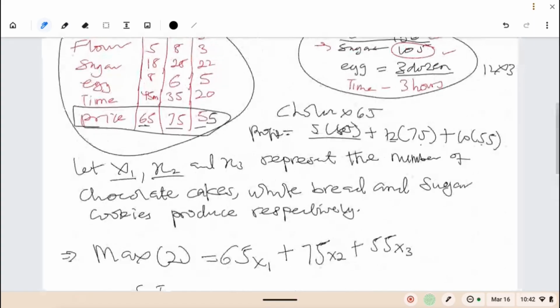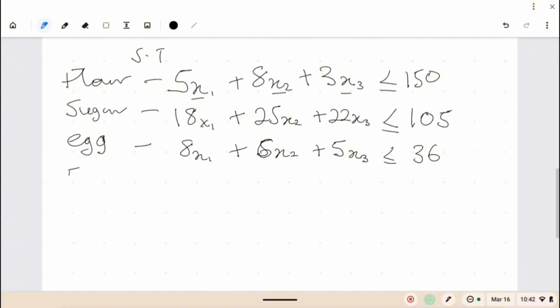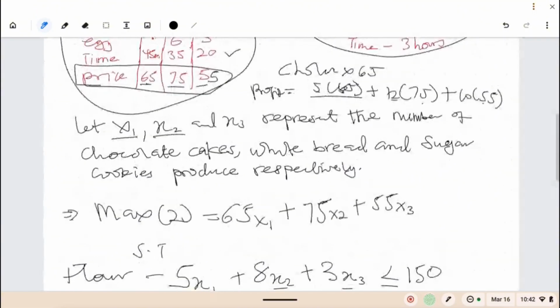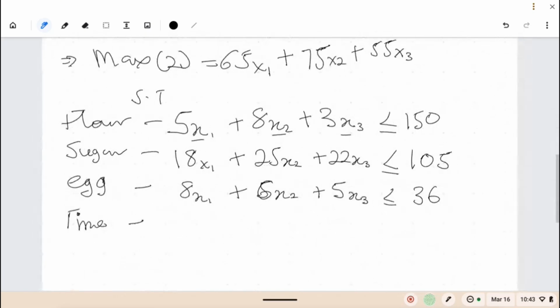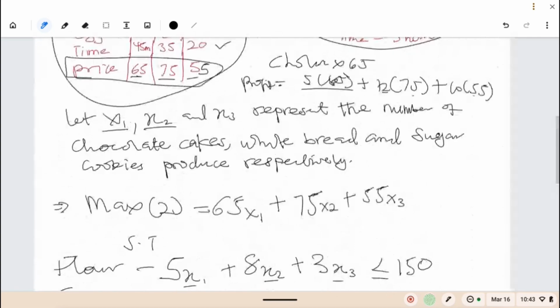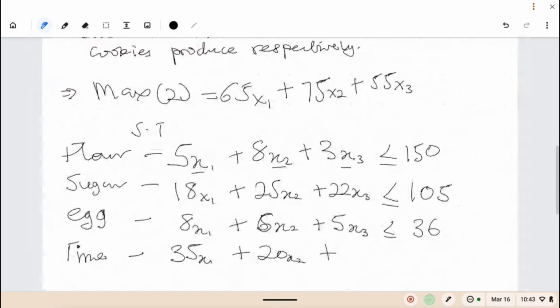And then the time. Our next resource is the time. So you have time here. So how did they apportion it? They said 45 minutes, 35 minutes, and 20 minutes respectively for them. So you write out 45, 35, and 20. So here is 45. This one is 35. This is 20.